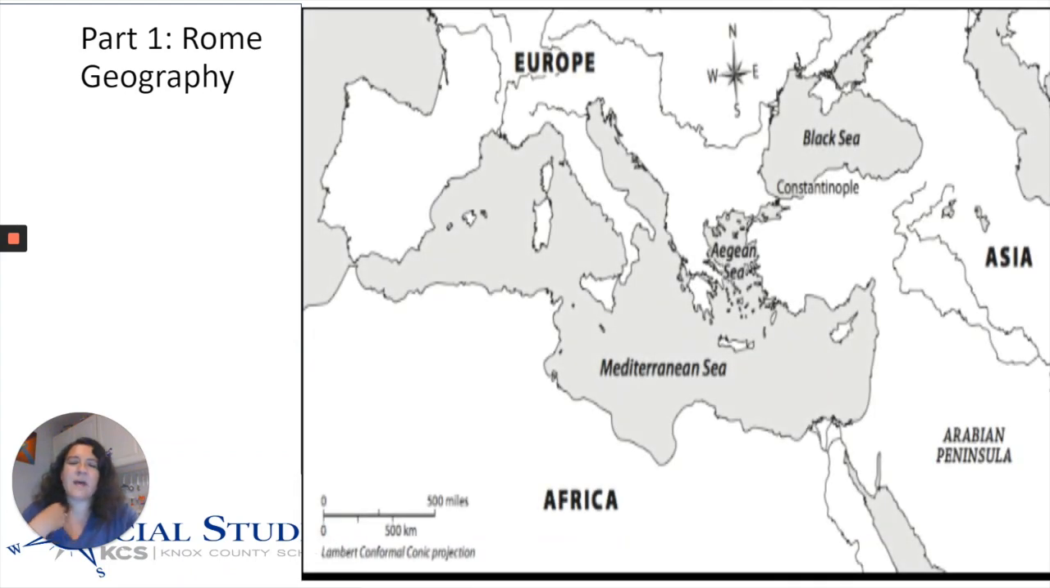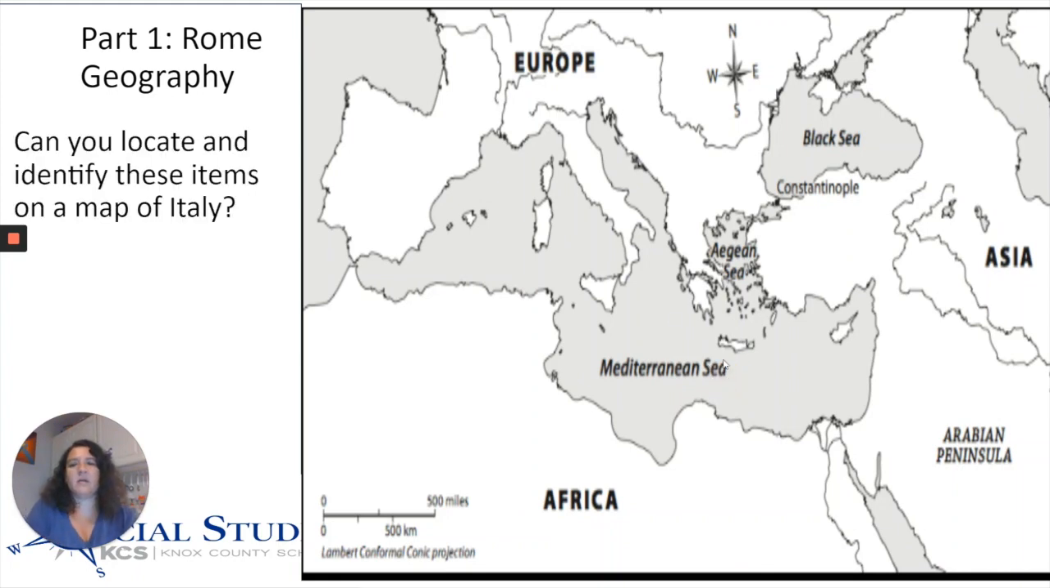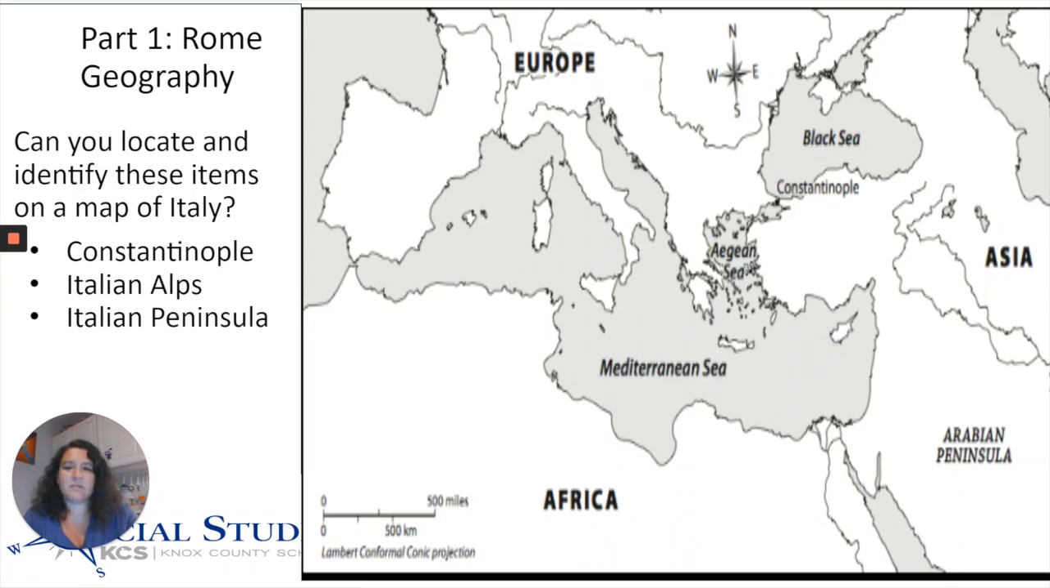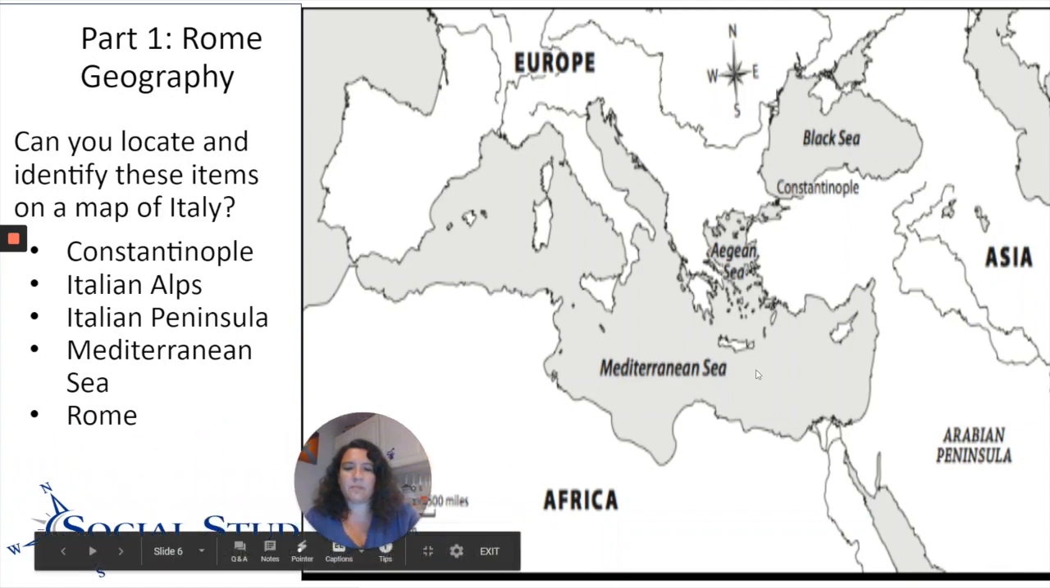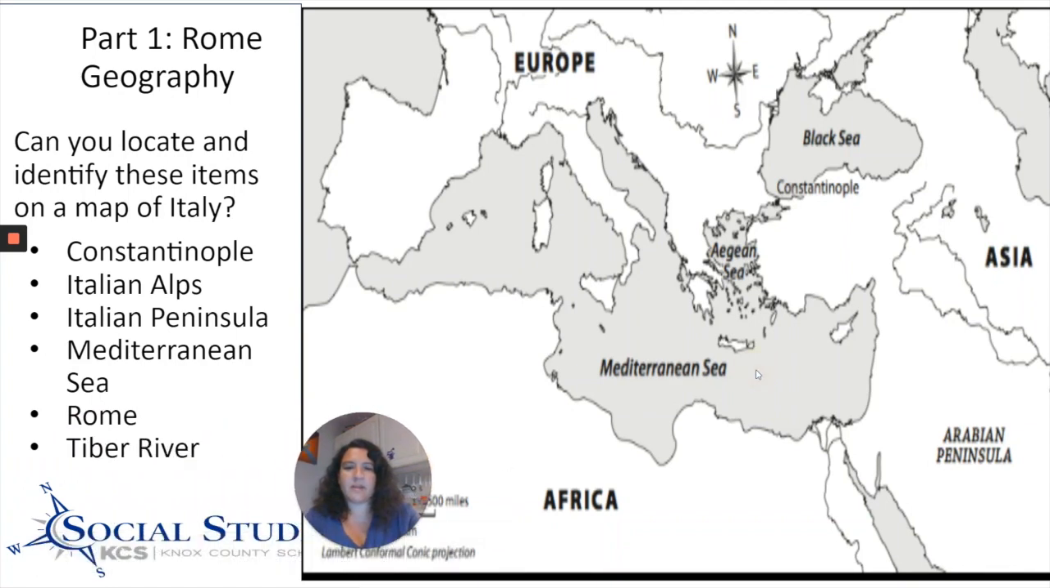Can you label this map? Can you locate these following items? Constantinople, the Italian Alps, the Italian Peninsula, the Mediterranean Sea, Rome, and the Tiber River. Remember that the gray areas on this map are the seas, and the white areas are the land.